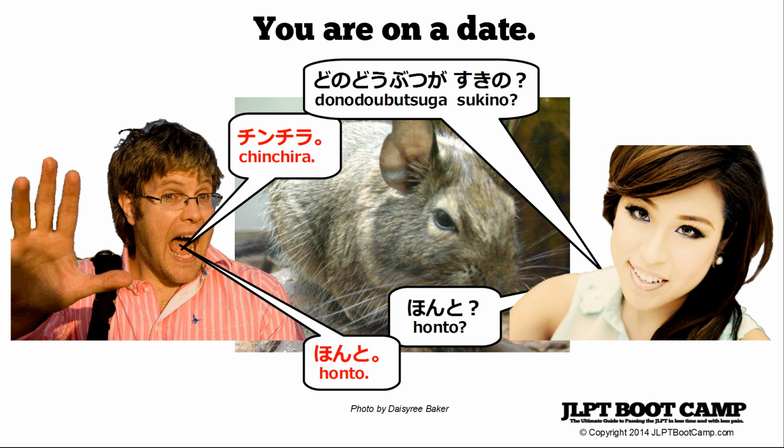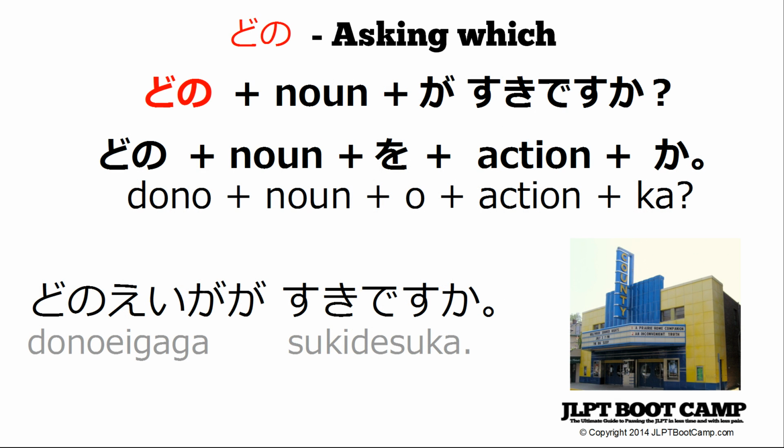So finally, this dono is asking about which, but this dono needs a noun after it. So dono noun ga suki desu ka? What kind of noun, what kind of thing, what kind of movie or book do you like? That particular noun. Or, of course, you can use it the same way as you can use dore: dono, noun, action. What kind of action? What item did you perform an action with? So again, what kind of book did you buy? Dono hon o kaimashita ka? Or movie or whatnot. You can use it in this particular structure.